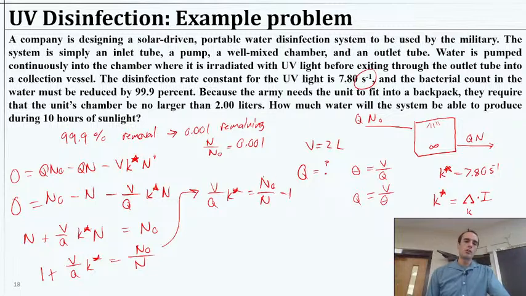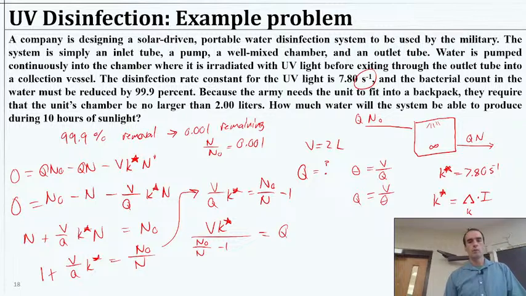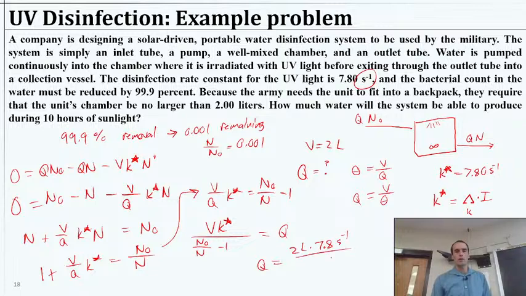We could actually look at this. This should be 1,000 minus 1. So if we wanted to, we could just write that as 999. So I'm going to say V K star divided by this is equal to Q. So we'll say 2 liters times 7.8 per second, all divided by 999.